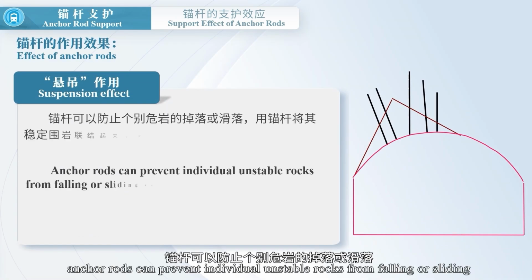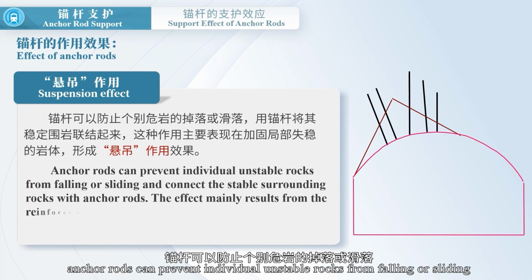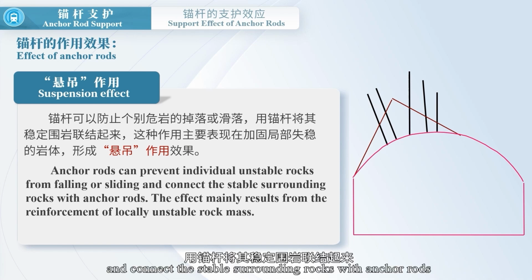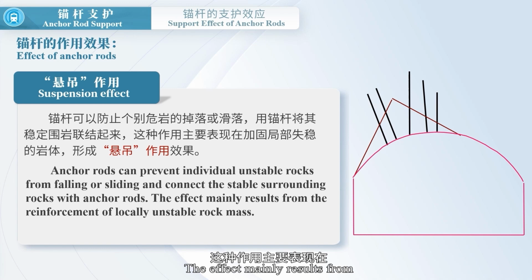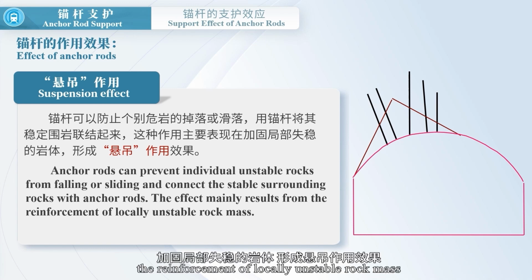Finally, anchor rods can prevent individual unstable rocks from falling or sliding, and connect the stable surrounding rocks with anchor rods. The effect mainly results from the reinforcement of locally unstable rock mass.